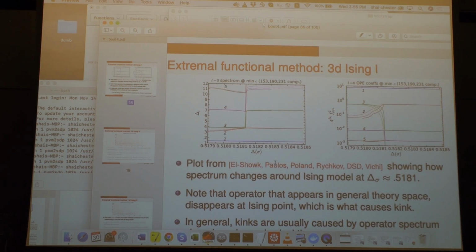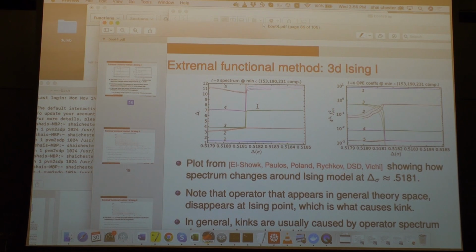In these plots, the x-axis is delta sigma, and the y-axis are various operators in the even sector for spin 0. So the lowest operator is the expected delta epsilon operator, which has dimension 1.5 roughly. And then there are various other higher dimension operators. The interesting thing is that where the Ising model is, which is roughly 0.5181, you see a transition in the spectrum. There are a different number of operators to the left of the Ising model than there are to the right of it, where left and right is in terms of this parameter delta sigma. And so this kind of explains why a kink occurs, because the number of operators is changing.